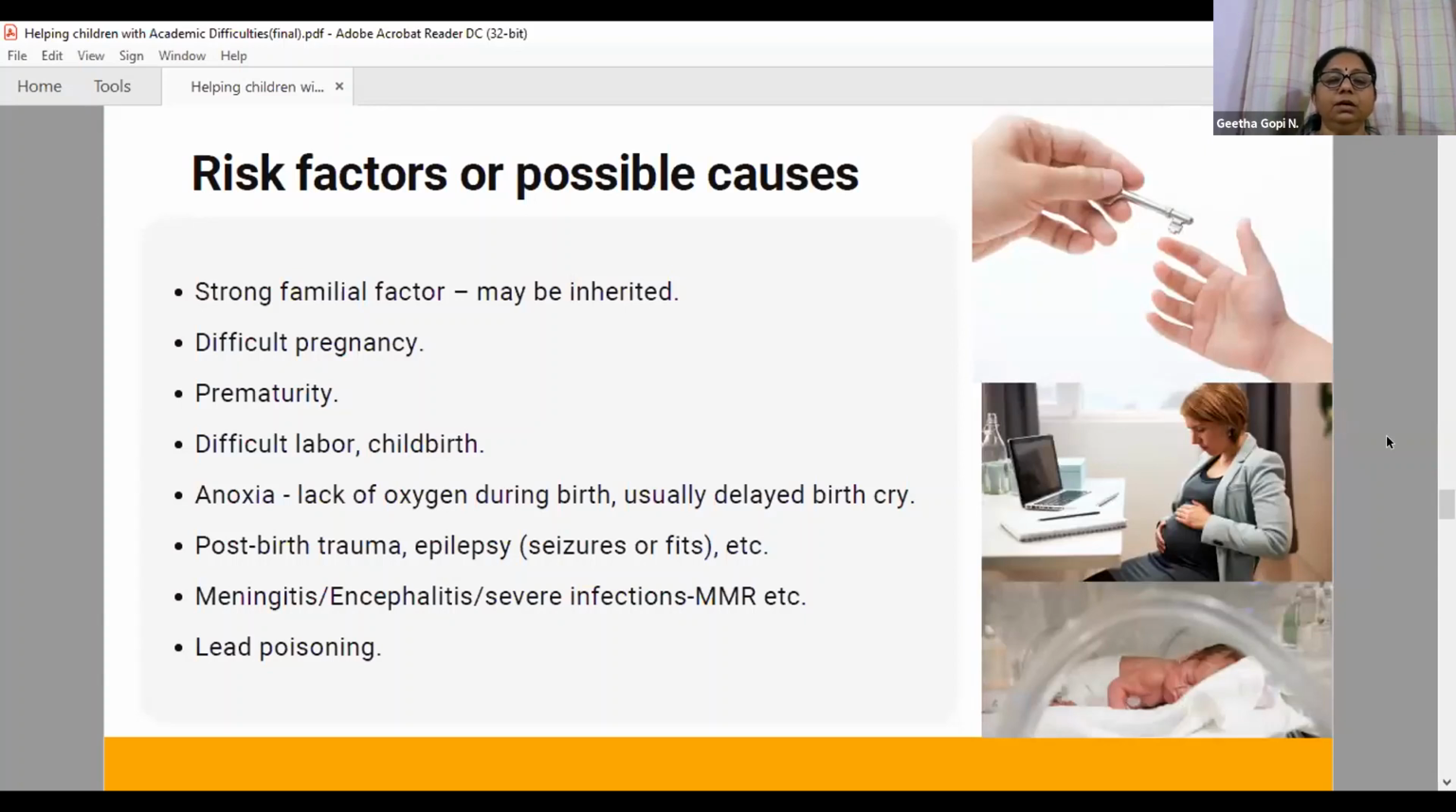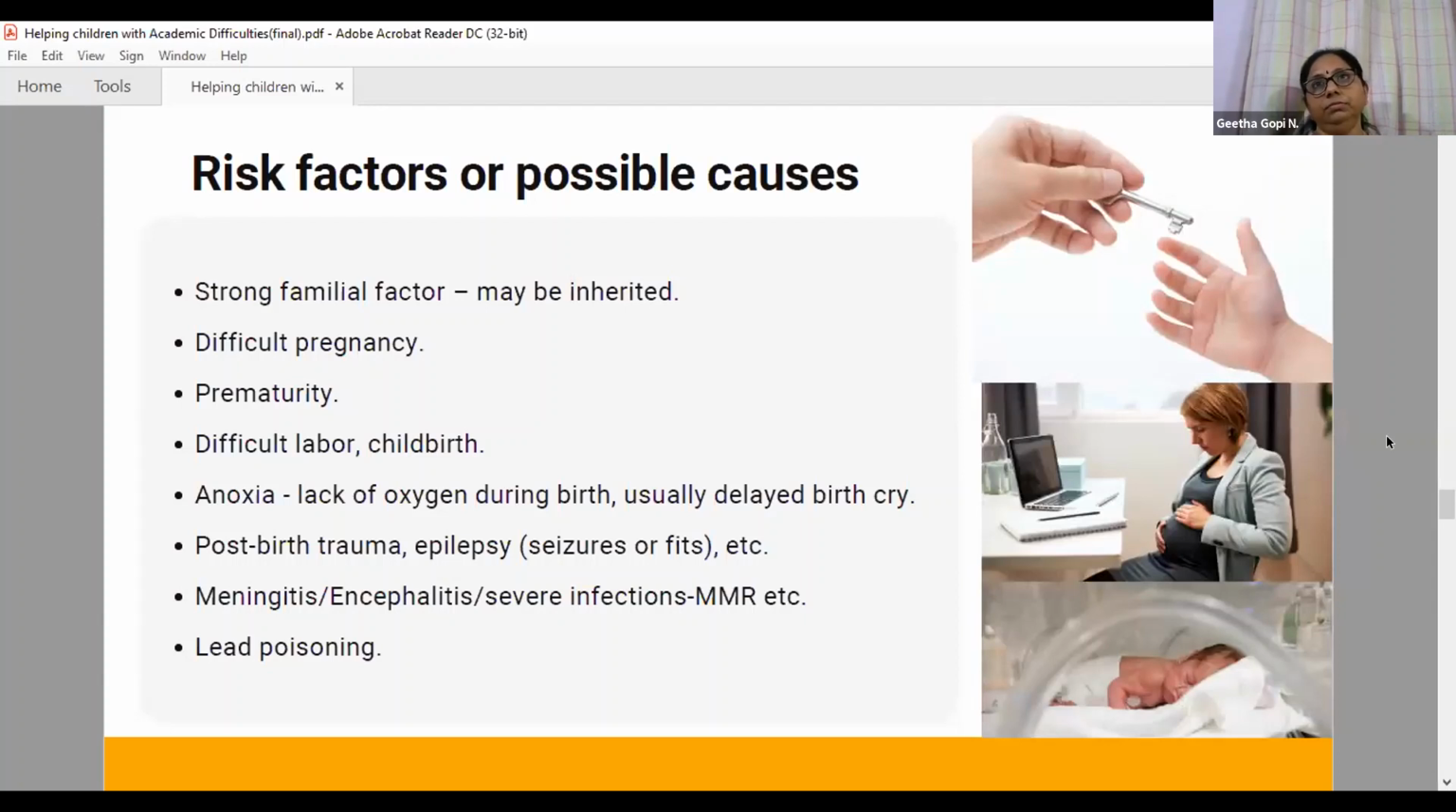Another postnatal condition that we do see may cause academic issues is epilepsy, that is convulsions or fits, as is commonly called. Each time there is a fit, it is assumed there is some kind of damage happening, so that can definitely affect cognitive processes. Severe infections which affect the brain, such as encephalitis or meningitis, mumps, measles, rubella, etc., ultimately, if they affect the brain, definitely the cognition and cognitive processes are affected, and this can lead to academic difficulties later on.